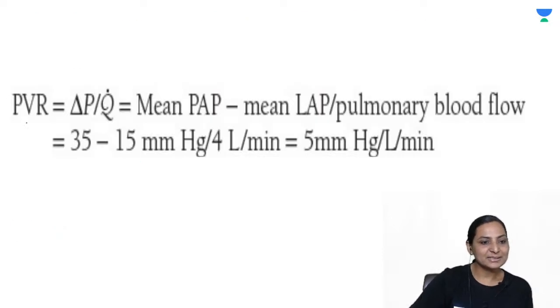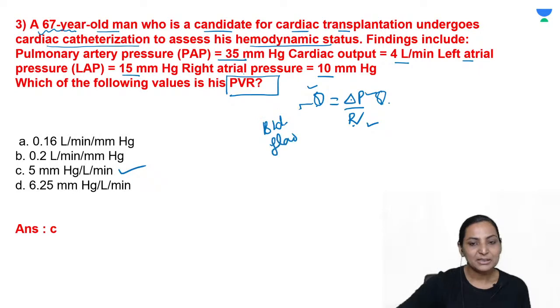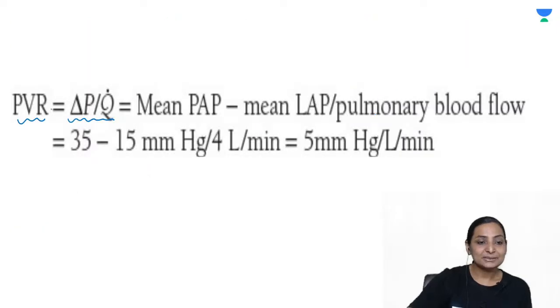Now we know that this peripheral resistance is going to be delta P upon Q, because Q is equal to delta P upon R. This is the basic thing which we have learned, where Q stands for blood flow, delta P is the pressure gradient and R is the resistance. So I know that this resistance R will be delta P by Q. Now Q is the blood flow, the cardiac output which is given to us, that is 4. The problem is delta P.